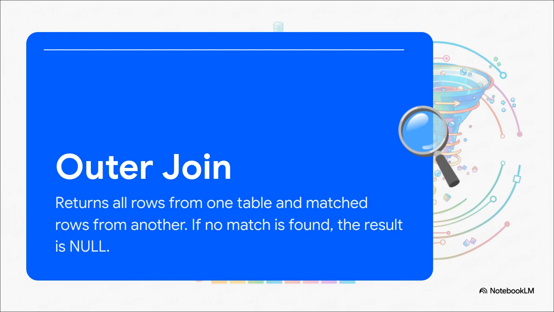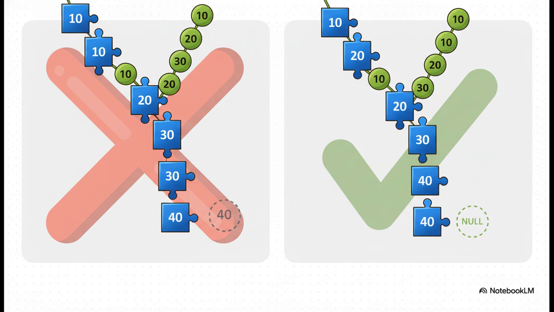See, unlike an inner join, an outer join will keep all the records from one table. We'll use our departments table as an example, even if it can't find a matching employee on the other side. And for those lonely departments with no match, it just sticks in a null value. And this comparison here makes it so clear.